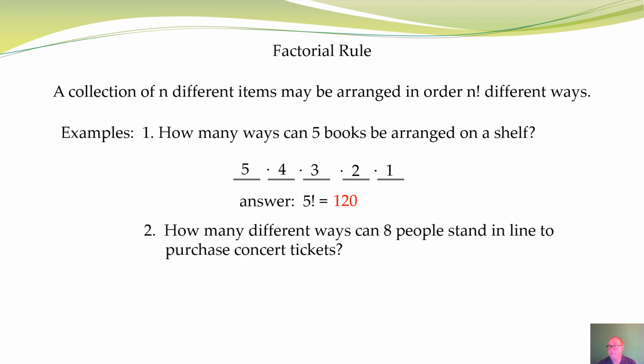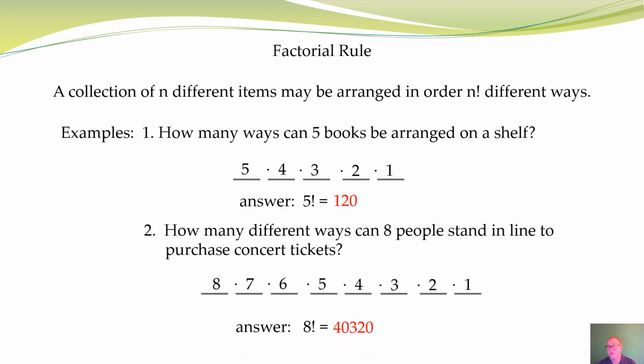How many different ways can 8 people stand in line to purchase concert tickets? Well, again, we're going to have 8 spaces in line. So now we ask ourselves, how many ways to pick the first person in line? Well, that would be 8. So then there's only 7 for the second place in line, 6 for the third, 5, all the way down to there's only 1 person left for the last position. So this would be 8 times 7 times 6 times 5 times 4 times 3 times 2 times 1, which is 8 factorial, or 40,320. A lot of different ways 8 people can stand in line.